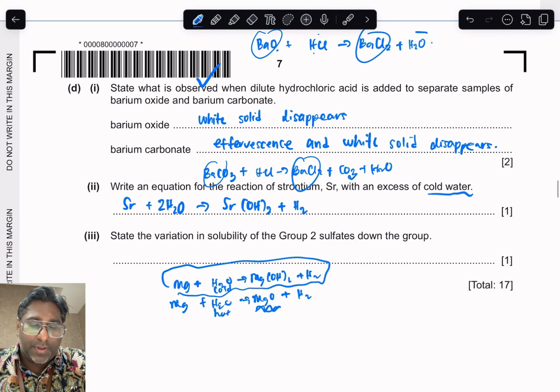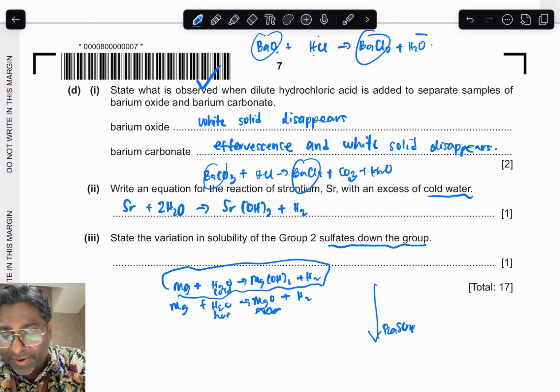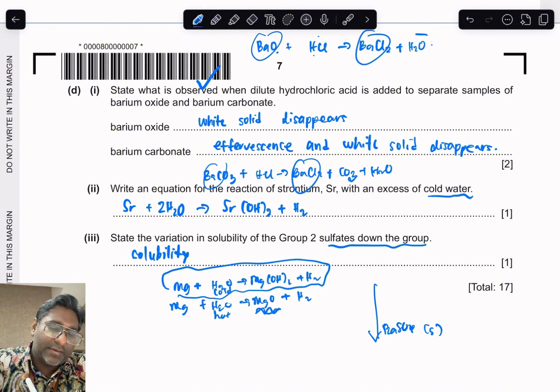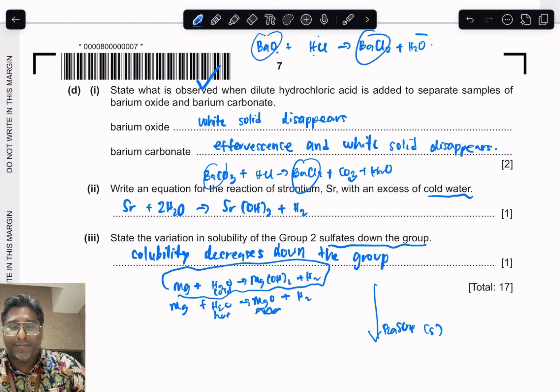Now state the variation in solubility down the group. So please remember, barium sulfate is going to be a white precipitate. So of course we expect the barium sulfate, which is lower in group 2, to be solid. So solubility decreases. Solubility decreases down the group for sulfate. For hydroxide it increases.